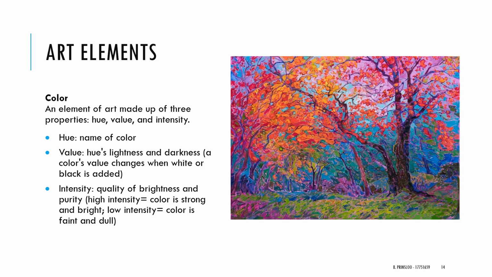intensity. Hue is the name of the color. Value, hue's lightness and darkness. A color's value changes when white or black is added to it. You can make the color lighter by adding white and you will create a tint. You can make a color darker by adding black and then you will have a shade.